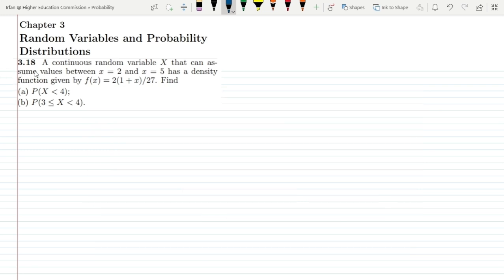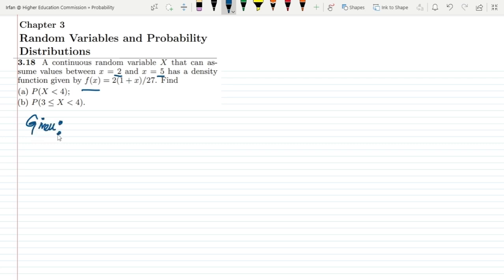So this is question 3.18, and the statement of it is: a continuous random variable x that can assume values between x equal to 2 and x equal to 5 has a density function given by f of x equals 2 times (1 plus x) divided by 27. First of all, let me write the given data.